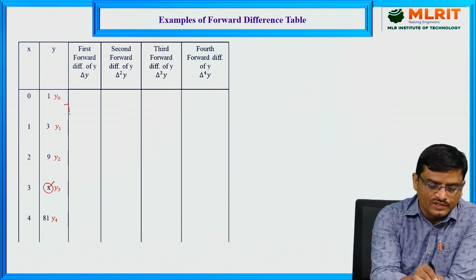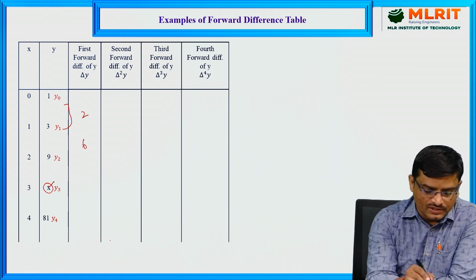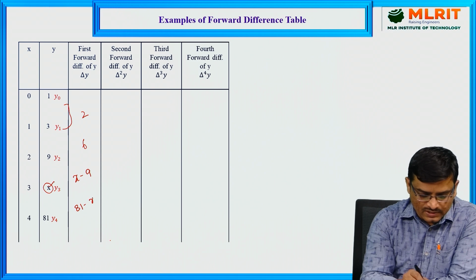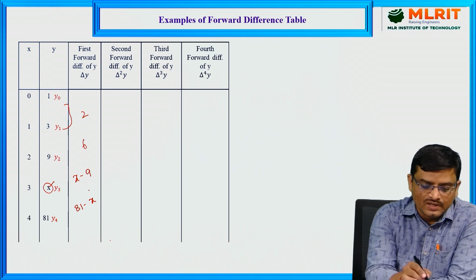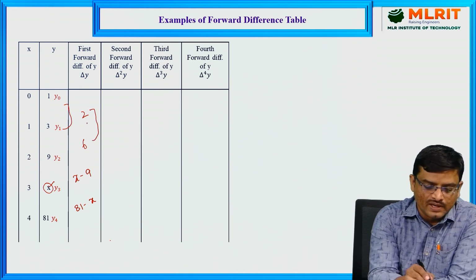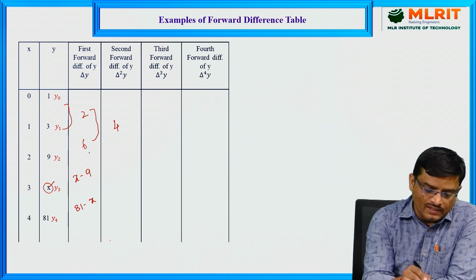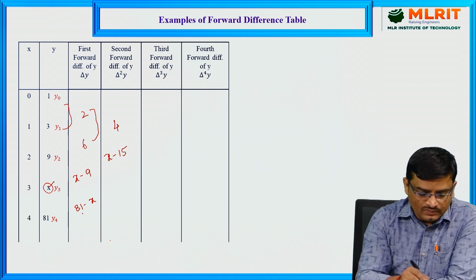Follow the same procedure. So 3 minus 1, this is 2, and 9 minus 3, 6, and we don't know the value of x, so x minus 9, and 81 minus x. So these are the first forward differences of y. Similarly, find the differences of these: 6 minus 2, second value minus first value, that is 4. And next, x minus 9 minus 6, so this can be written as x minus 15. And here 81 minus x.